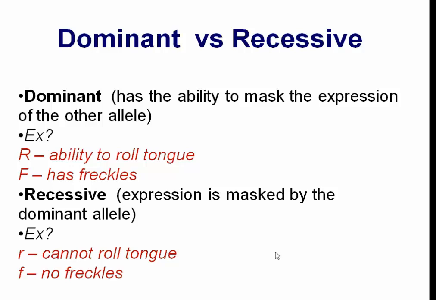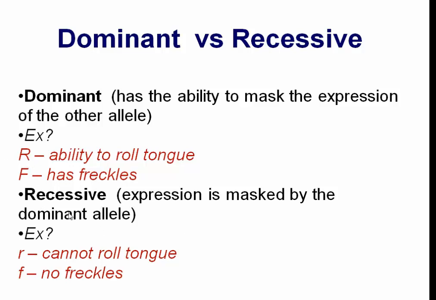Now let's talk a little bit more about dominance. So if there's a dominant gene, it has the ability to mask the expression of the other allele. So let's look at ability to roll your tongue. R, capital R. If you have the ability to roll your tongue, that means you have a dominant trait, a dominant gene from either your mom or dad. You don't have to have it from both, but you could. But if there's one there, you can roll your tongue out of the 2. If there's 1 capital F out of your 2 alleles for the freckle gene, you got freckles because that's dominant. That will take over and make you have that phenotype or that physical trait.